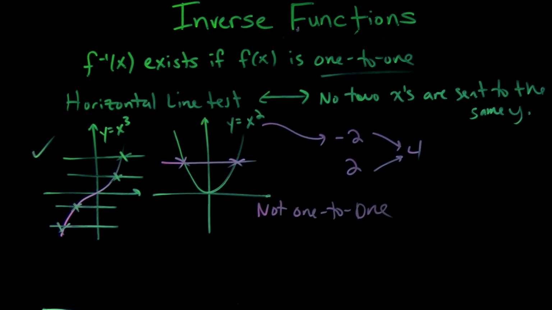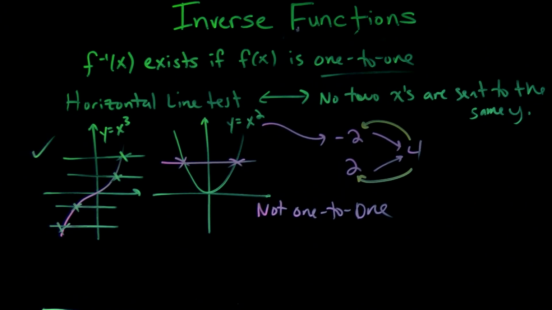Okay, and therefore, it does not have an inverse, because the inverse function reverses the order of our arrows, and any inverse function for x squared would have to send 4 to both -2 and +2. And functions cannot send one input to two separate outputs. A function can only send one input to one output.